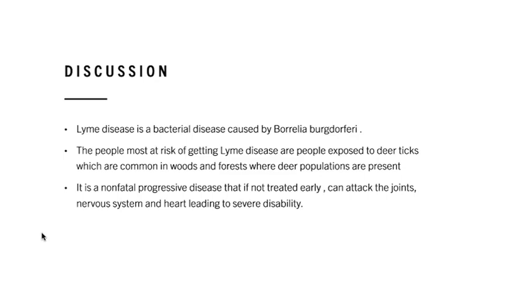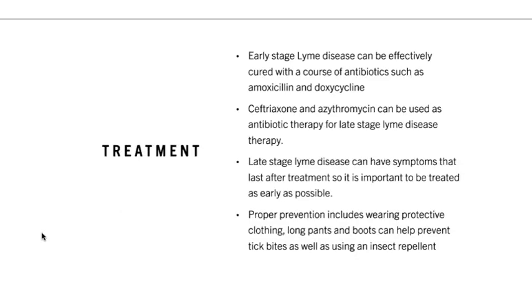It is a non-fatal progressive disease, and in the later stages, once the bacteria spreads, it attacks the joints, which is why the doctor had asked Meg if she was experiencing any joint pain. It can also attack the nervous system and the heart. In late stages, going untreated, it can cause severe disability in Lyme disease patients.